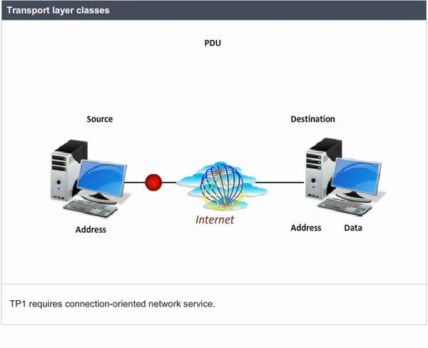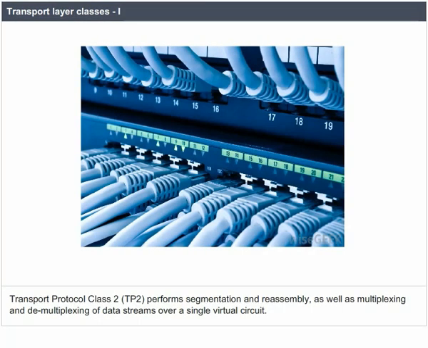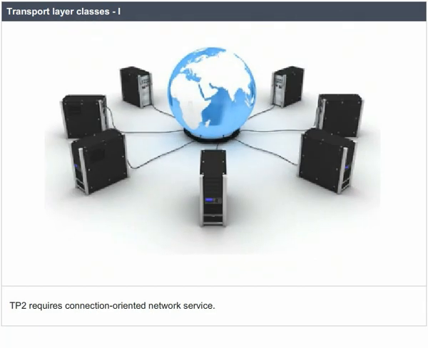Transport Protocol Class 2, TP2, performs segmentation and reassembly, as well as multiplexing and demultiplexing of data streams over single virtual circuits. TP2 requires Connection-Oriented Network Service.